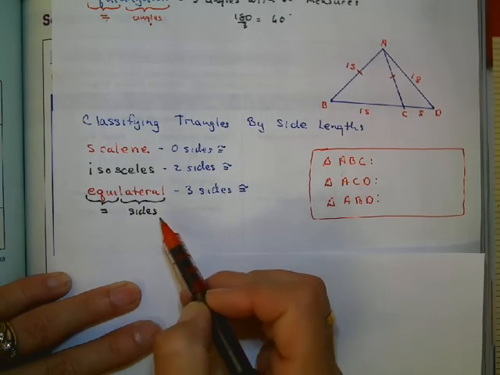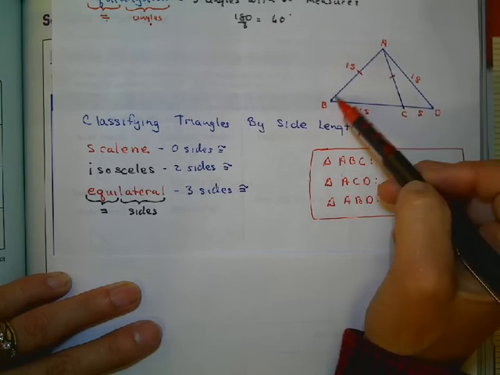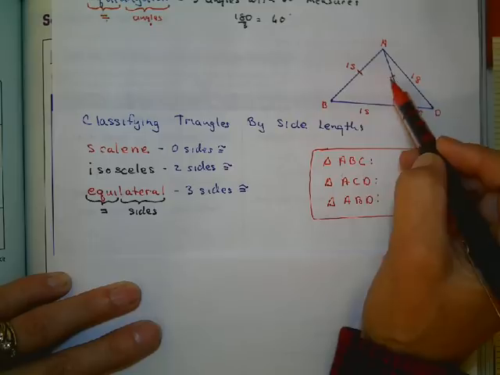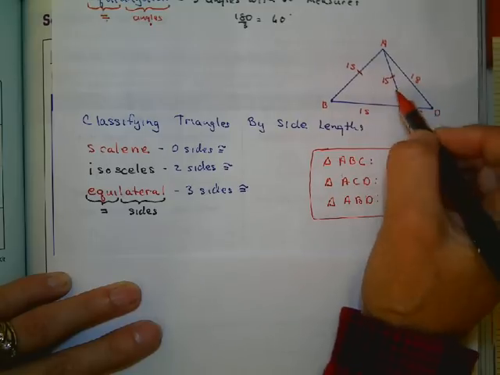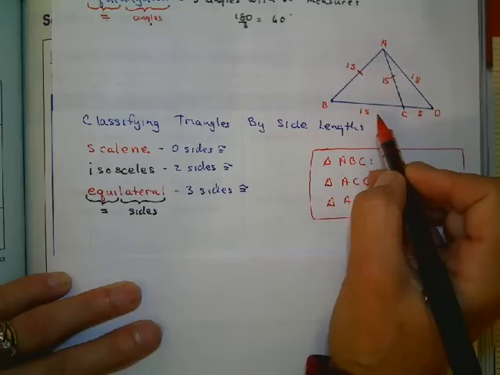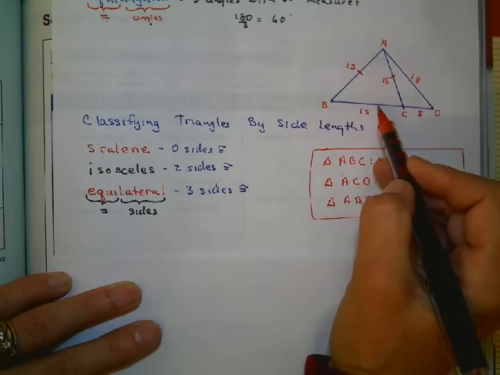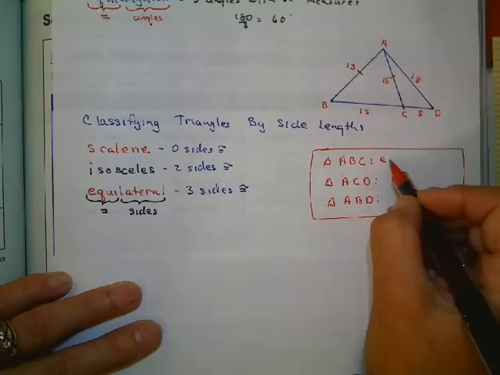So let's look at triangle ABC over here. I see these tick marks here, and this has a tick mark in 15, so I know this is also 15. Well, this is 15 also. Even though it didn't have a tick mark, it's still 15. So I've got 3 sides. They all equal 15. So for triangle ABC, I'm going to have to say equilateral.